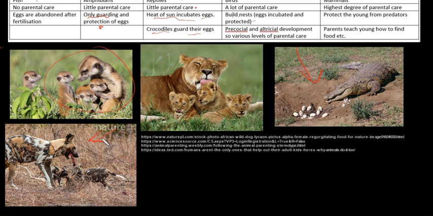Wild dogs are quite interesting, so the adults will go out and they'll hunt, and then they'll chomp down on the food, and then they'll come back to the den and they'll regurgitate the food for the puppies, and then they'll chew on that. They're quite smelly animals, but I love them. They're really, really interesting and also very endangered.